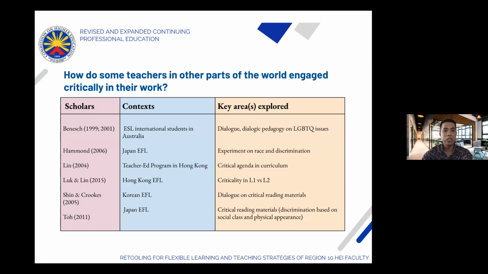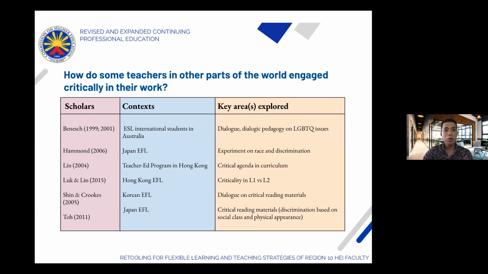All right, so these are some of the ways in which some teachers in other parts of the world engage critically in their work, but I would say that this is coming from a critical pedagogy perspective. For instance, what Benesh did in Australia was to engage her students in dialogic pedagogy on LGBTQ issues. Hammond also exposed her students to race and discrimination, and they had a dialogue about it in her class. Lynn also focused on incorporating a critical agenda in the teacher education curriculum in Hong Kong.